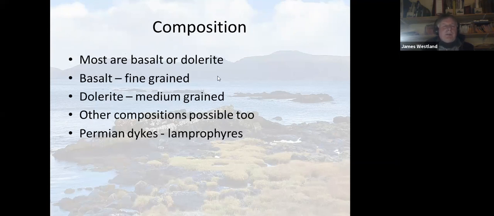The composition: most of them are of basalt or dolerite. Basalt's a fine-grained rock, dolerite's a bit more medium-grained. There are other possible compositions as well. I'm not going to go into that in any detail. Some of the Permian dykes, and a lot of these in the southwest of Mull and Iona, are of a rock type called lamprophyres. I'm not going to get involved with this because these are horrendous things to try and explain, but they are different and they look different. When you see them in the field, they're clearly different from the younger Tertiary dykes.